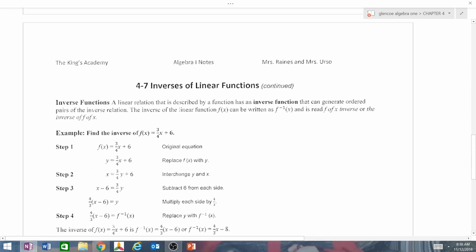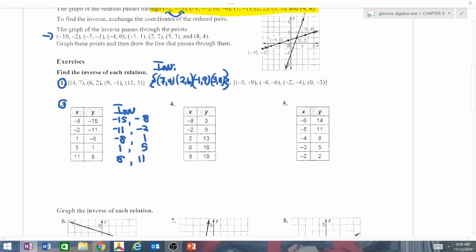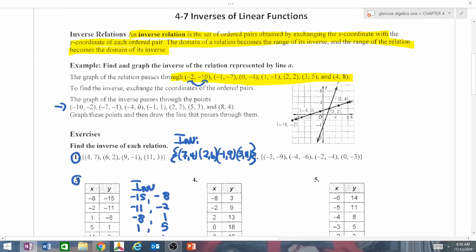We're not dealing with the second part where we're taking an equation and finding the inverse. That's more of an Algebra 2 type of question. So again, the inverse of a relation is formed by switching the x and the y coordinate.